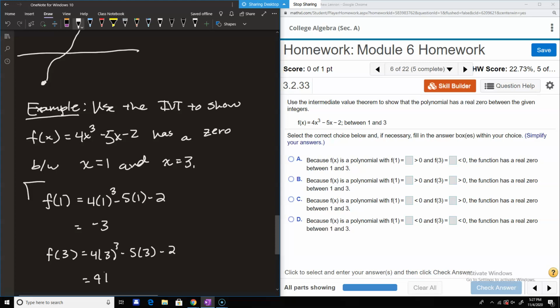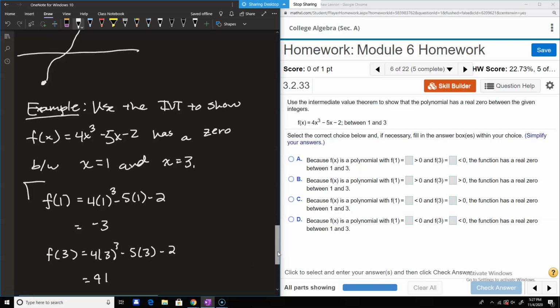Is that right? Let me do it on the calculator. You can get out the calculator and see. I don't trust my mental math in night classes. 4 times 27 minus 15 minus 2. Yeah, 91. Okay. Well, it's still trustworthy.